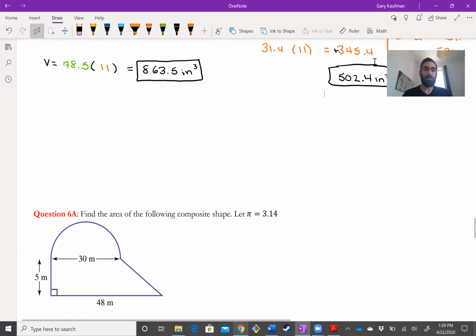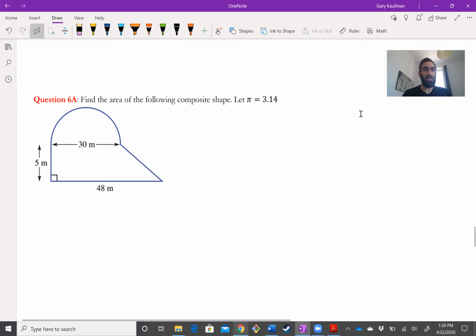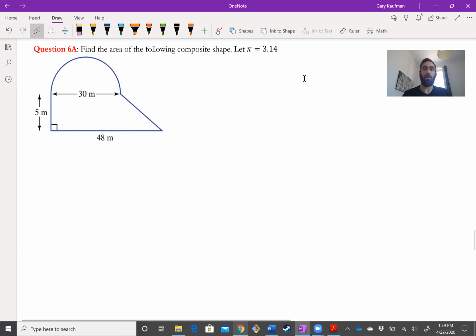Question 6. So it's a 6A, 6B. That means we're going to have a scale factor. Find the area of this composite shape. Go ahead.